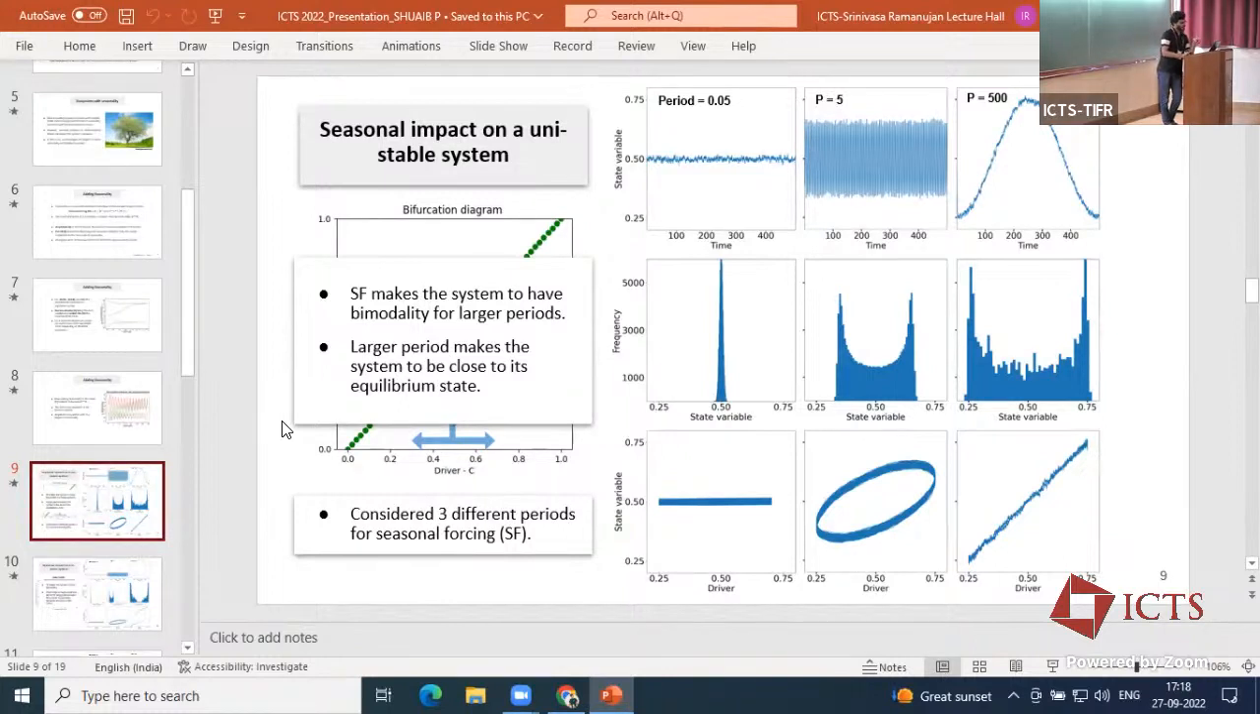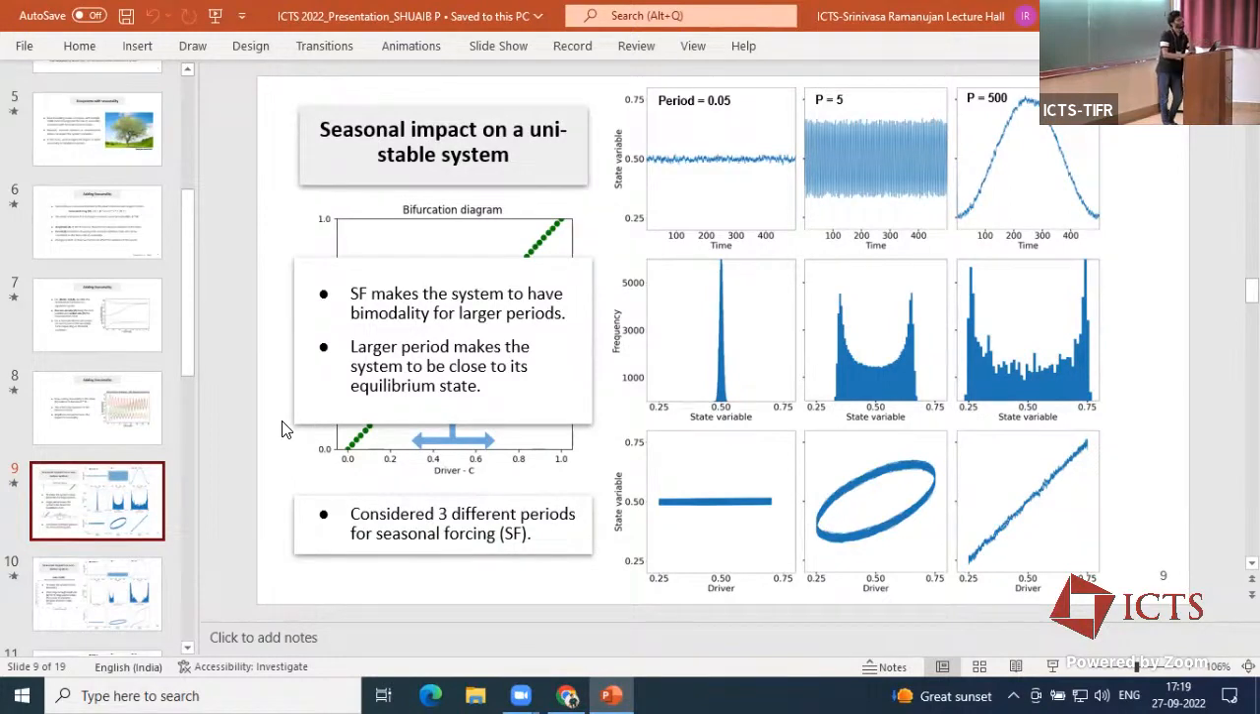Yeah, so the system is, so the maximum change that is possible for the system based on the changes in the driver parameter actually comes for the period 500. So the change in the driver is large enough to make the levels of change highly comparable in the period 500.